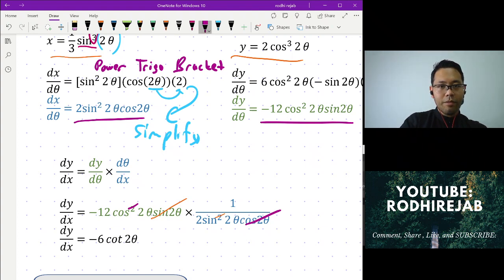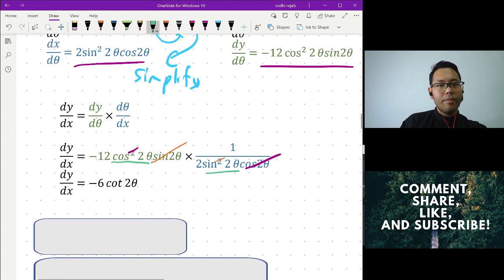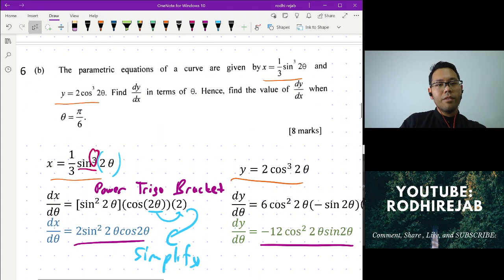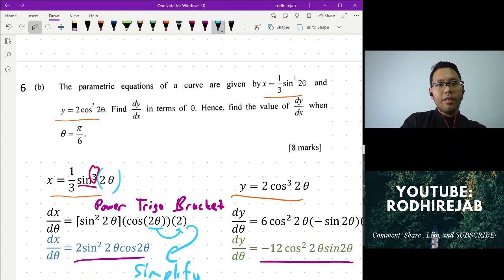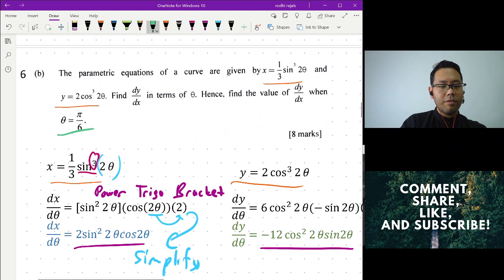You get cos 2 theta and sine 2 theta. Cos over sine, you get cot. Okay, so that's the first part of the question. The second part is when theta is pi/6. So let's try and solve that part.